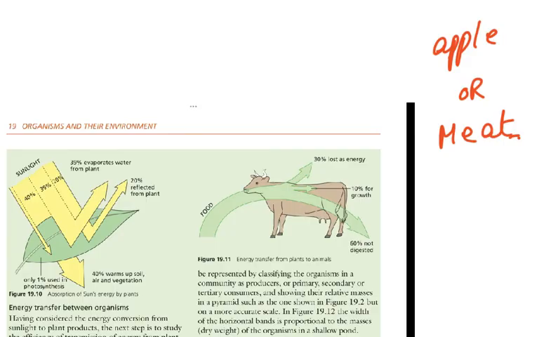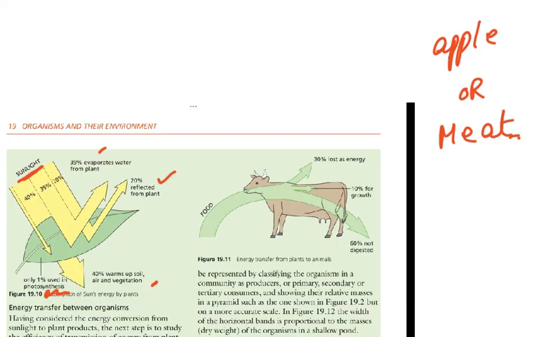Now, there are some energy transfers that we need to talk about. If you look at this diagram, this is the amount of sunlight which enters the Earth's atmosphere. Only 1% is used in photosynthesis. 40% warms up the soil, air, and vegetation. 39% evaporates water from plants, because sunlight also has light energy and heat energy. And 20% is reflected from the plant. So only 1% is used in photosynthesis.